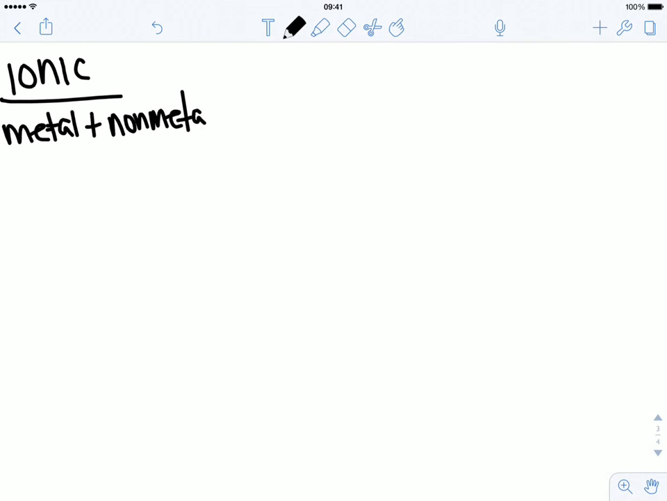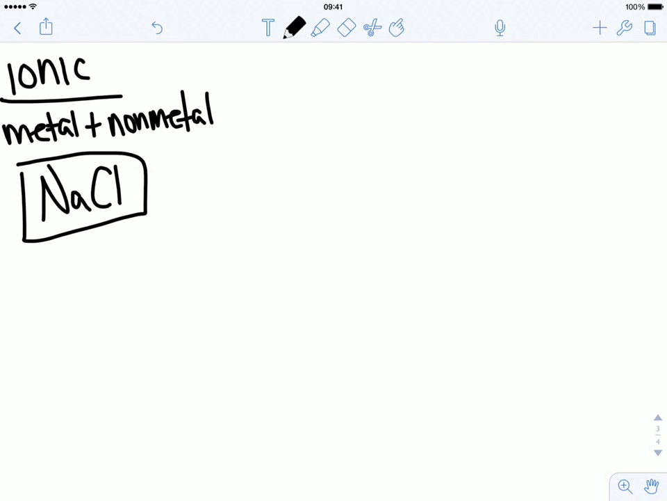Okay, so quick review on the difference between ionic compounds, molecular compounds, and acids. So an ionic compound is a metal, so something from the left side of the periodic table, plus a nonmetal, something from the right side of the periodic table. So an example of an ionic compound, probably the most well-known example, is Na, which is a metal, combining with Cl, which is a nonmetal, giving you sodium chloride. So this right here is an example of an ionic compound.